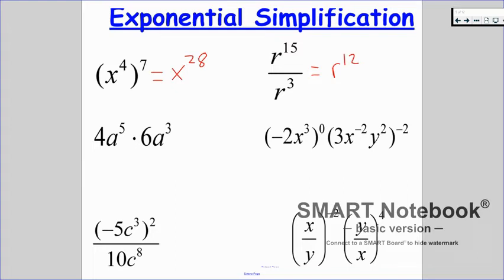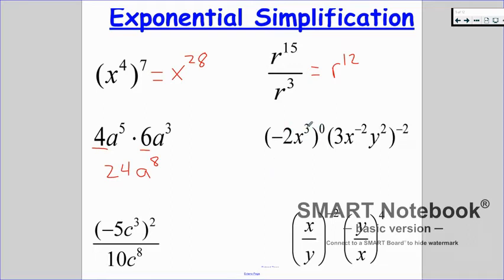Next one, I've got 4a to the 5th times 6a to the 3rd. Remember, when we're multiplying, the order doesn't matter, so we could put the 4 and the 6 in the front, and then a to the 5th times a to the 3rd. Maybe that would make more sense to you. So I'm going to multiply the two coefficients to get 24, and then I'm going to add the two exponents to get a to the 8th. So make sure that you do it in that order.